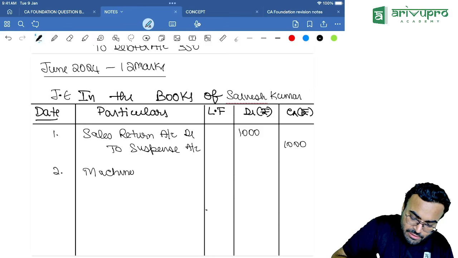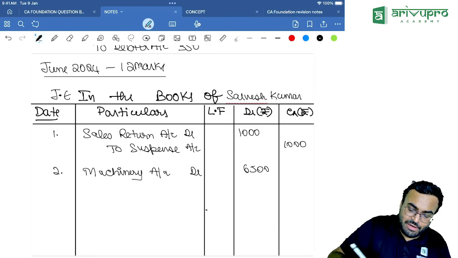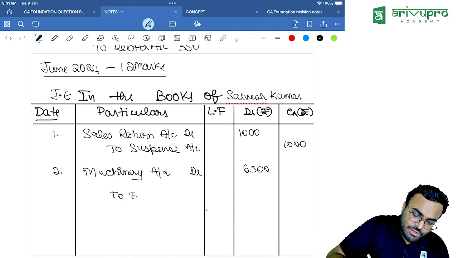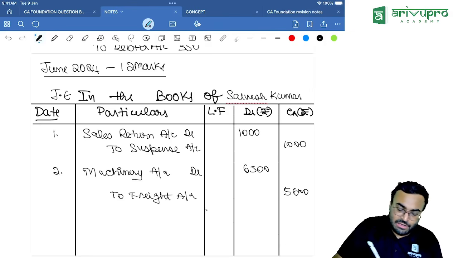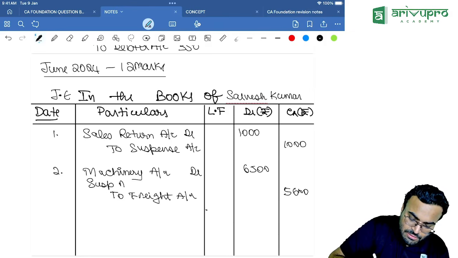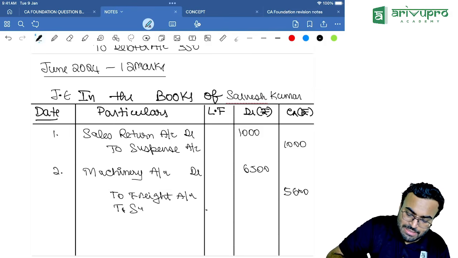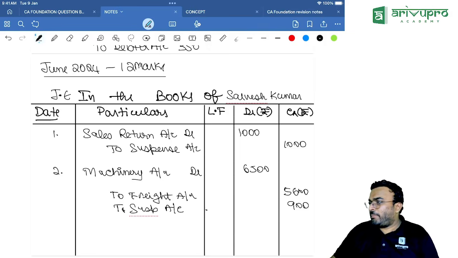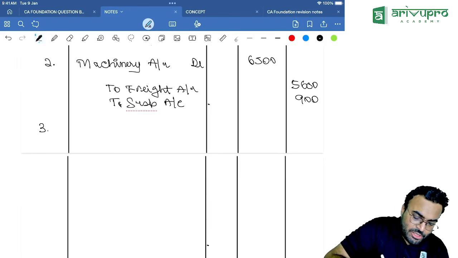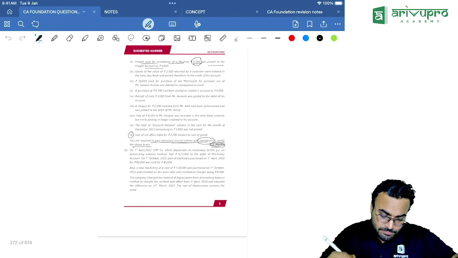So now the rectification entry will be machinery account debited 6500, and remove that freight. So you're going to write to freight account 5600. Is there a difference? The difference you will write, to suspense account 900. Let's go to the third one. Next one.